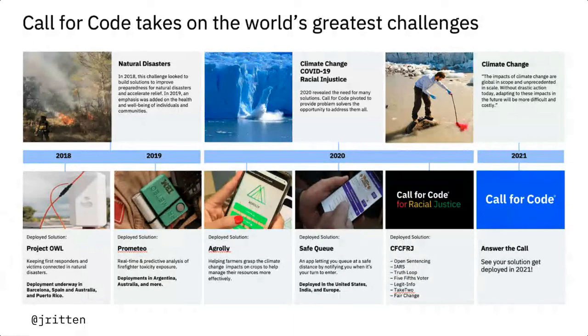So these have come up over the years. As you can see on the slide here, we started off in 2018 with a focus on natural disaster, and the themes were around preparedness, mitigation, and recovery of communities and people dealing with natural disasters. And the winning solution was Project Owl. That year, they created an ad hoc mesh of Internet of Things devices based on LoRa, which is the long range radio protocol. And using this network, people were able to send short messages to first responders, even if the cell network was down.